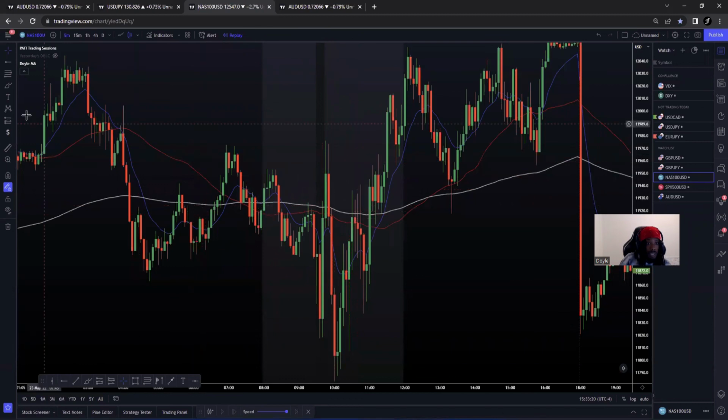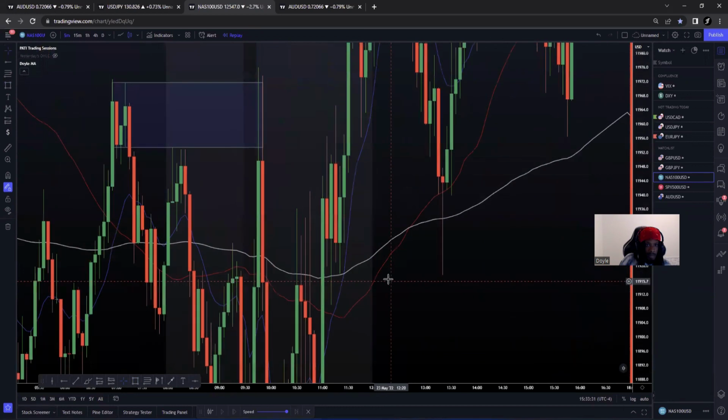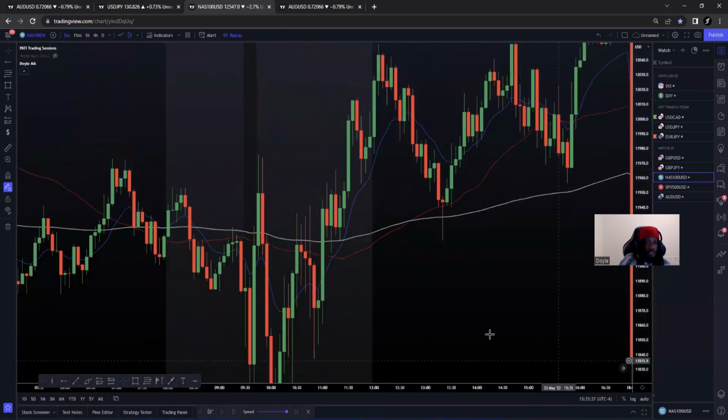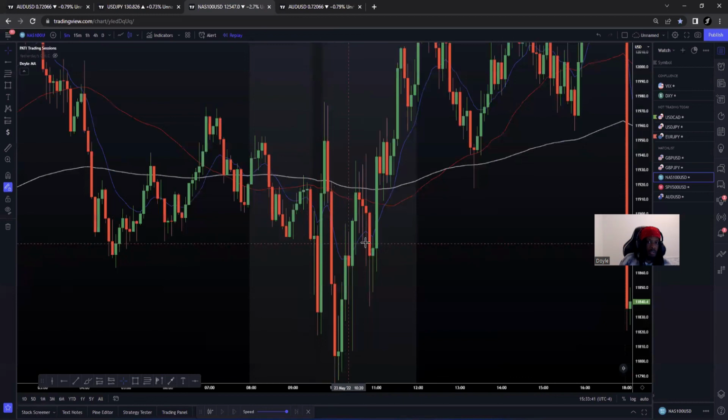So even though this probably was a win, if you put that supply right there, did it even tap? Hold on. Oh, it never tapped, or did it? No, it never tapped. So yeah, stuff like that, it's a no for me. It's literally a no for me.